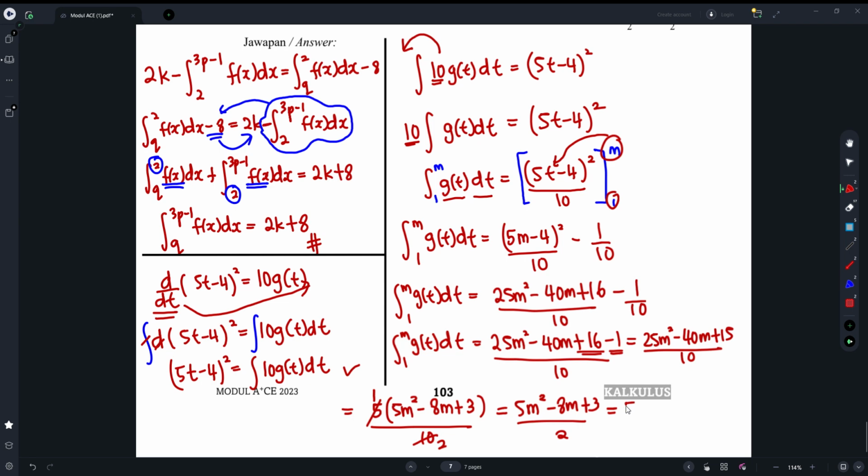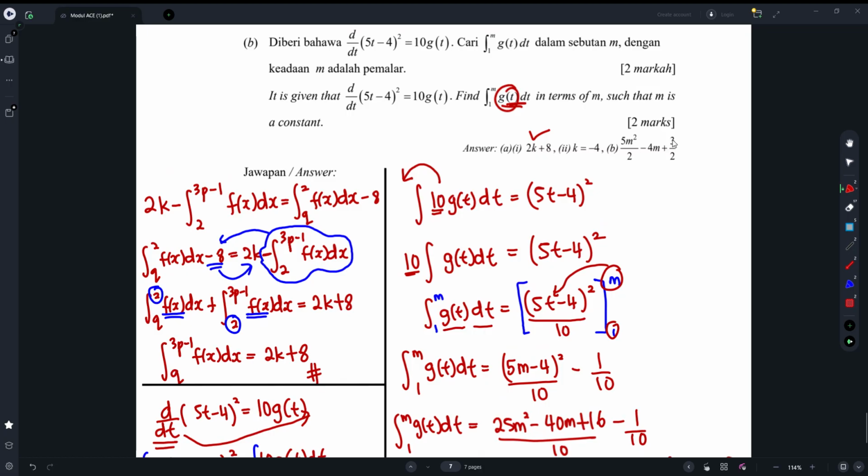And finally, you can write them individually: 5 over 2 m squared, minus 8 divided by 2 is 4m, and plus 3 over 2 as your final answer, as stated here.